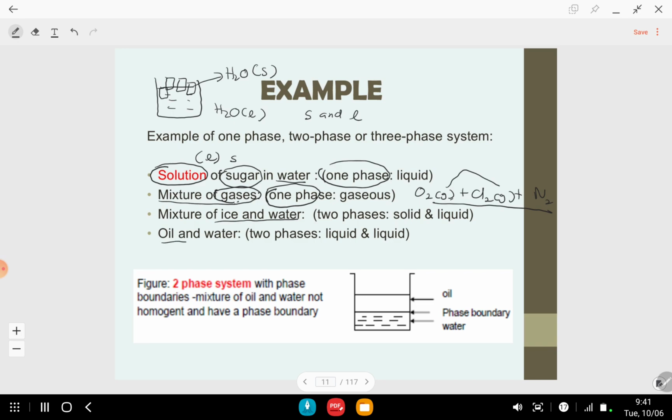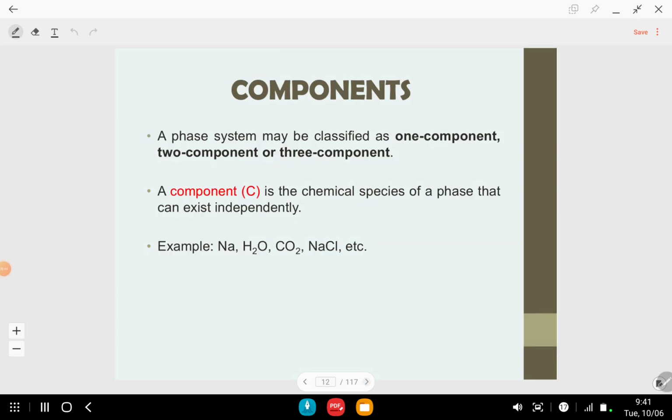Oil and water. Oil is liquid, water also liquid, but these two are not homogeneous, so it is a two-phase system. Make sure you know the difference.